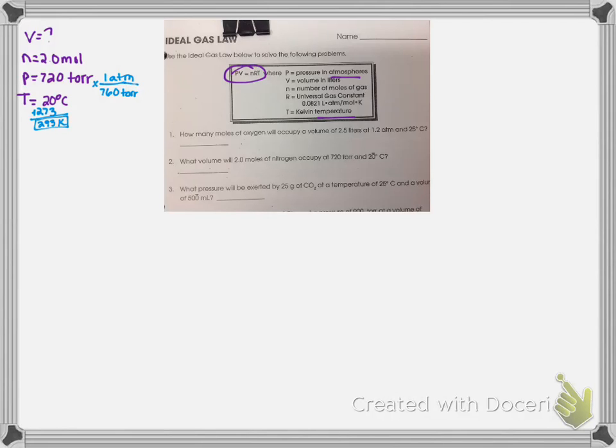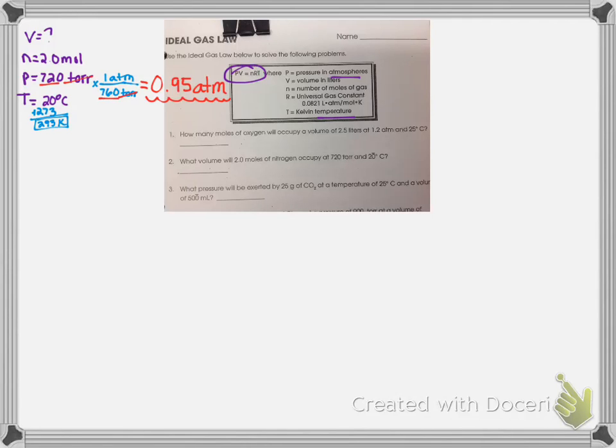And so, because we know that, when we set this up, our torr cancel out, and to get our answer in atmospheres, we just need to do a simple division, 720 divided by 760. If we do that math, we get a value of 0.95 atmospheres for our pressure. An extra step here, very important, because if you don't do that step, you're not going to be able to solve the problem and get the right answer because your units are going to be all messed up.